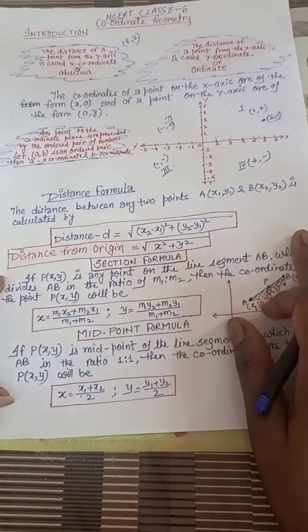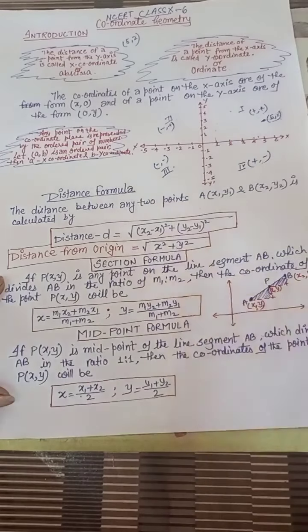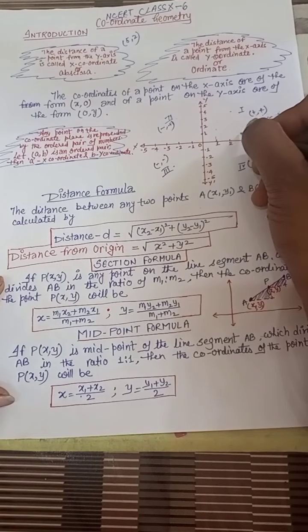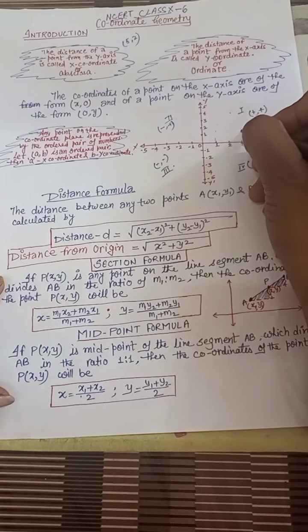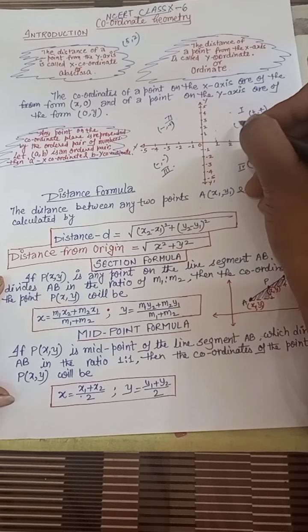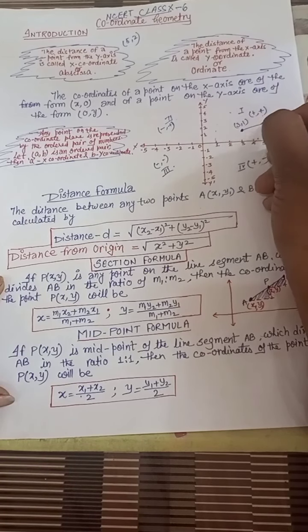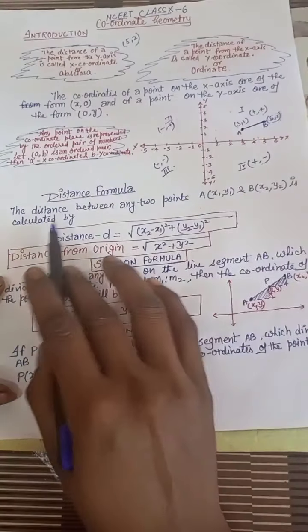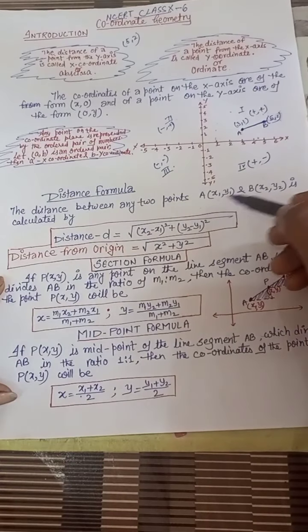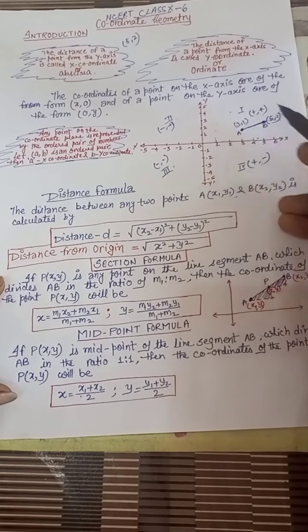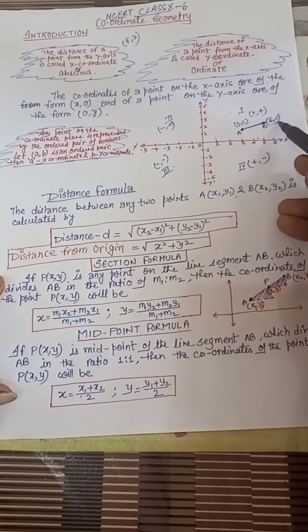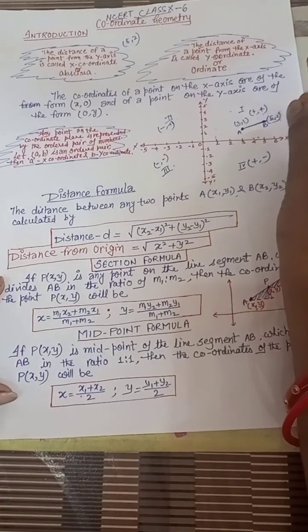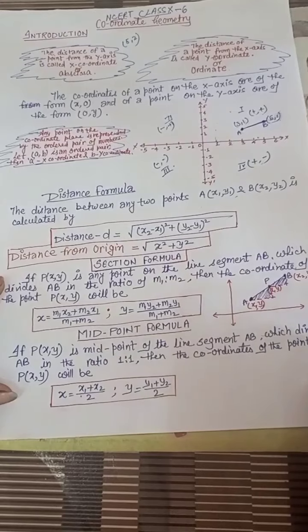The distance between any 2 points. Here is a point 5, 2, and I will take another point 3, 1. You join them; this is point A and this is point B. So the distance between any 2 points, x1 is 3 and y1 is 1, x2 is 5 and y2 is 2, is calculated by the distance formula. You need to find the distance of AB if the coordinates are given.